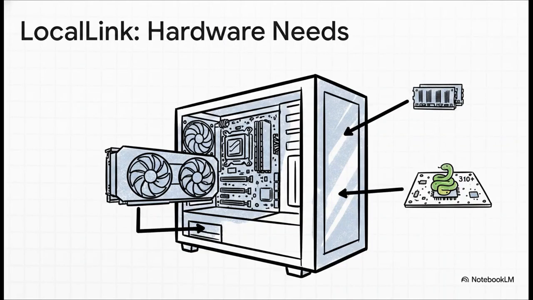Okay, let's get real for a second, because for a lot of people, this is the deal breaker. If you want to run the local brain, you can't just use any old laptop. You need a dedicated graphics card. We're talking an RTX 3060 or something better. You also need at least 16 gigs of RAM and Python installed. Yeah, this is basically the setup for a good gaming PC or a workstation.